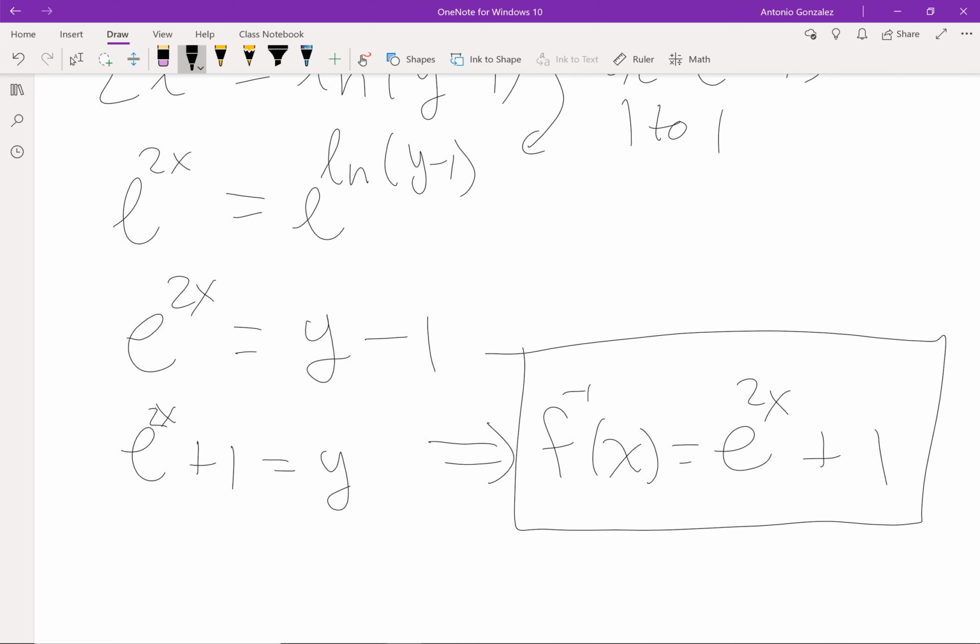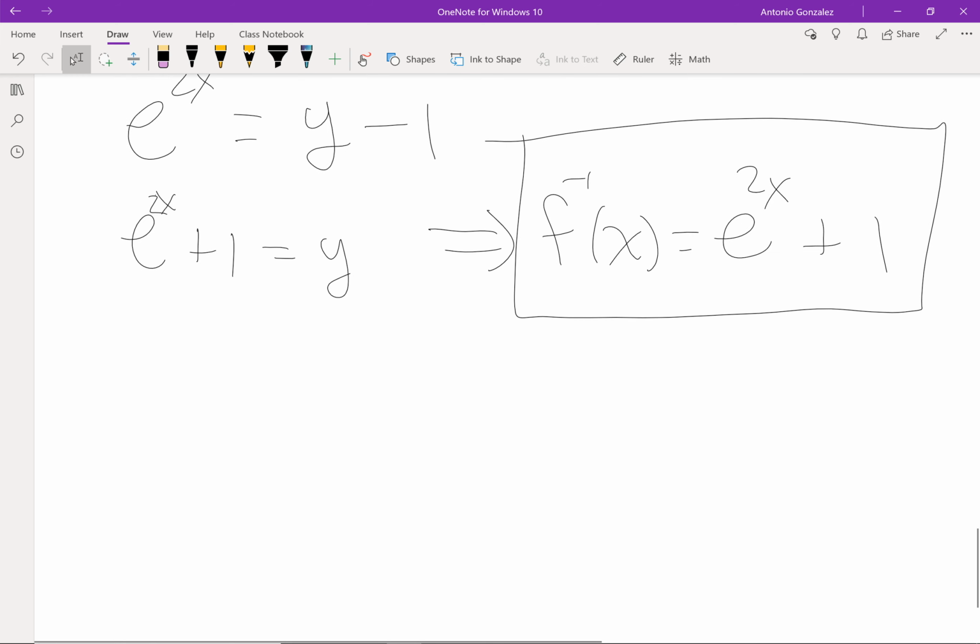All right. So that is how we would find an inverse involving a natural log. If it was an exponential, then we would take the natural log of both sides to solve it in that way. All right, so let's try another example here.